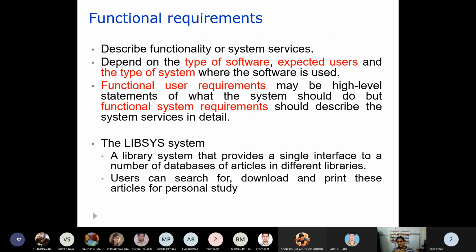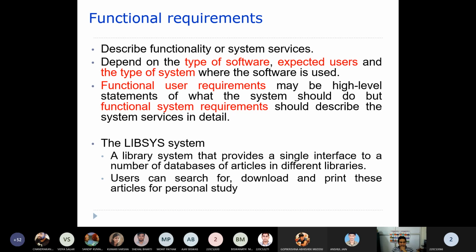So the functional user requirements may be a high level statement of what the system should do, but functional system requirements should describe the system services in detail. Here again you can see functional user requirements as well as functional system requirements. At the very beginning we classified the requirements into user requirements and system requirements, and then you have functional user requirements. Similarly, you have functional system requirements, like non-functional user requirements, and you can have non-functional system requirements. Now we can see this example.